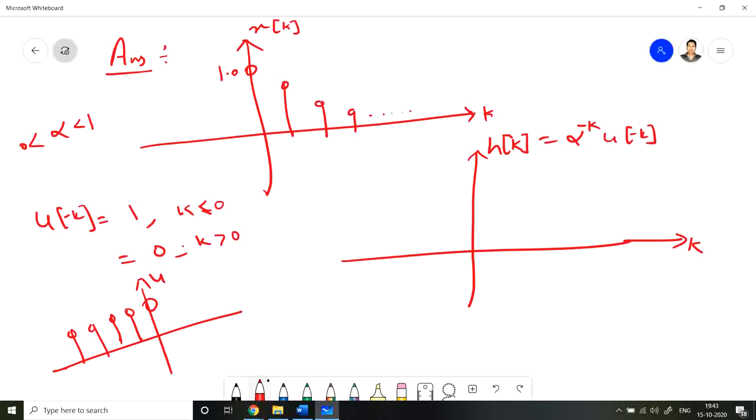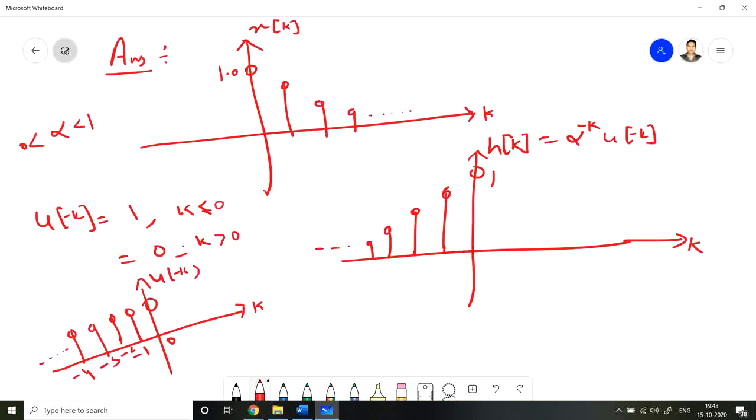This is the graph of u of minus k. So the hk we can plot is basically, at k equals 0 the value is 1, and for all the other values it is decreasing. It is behaving like that.